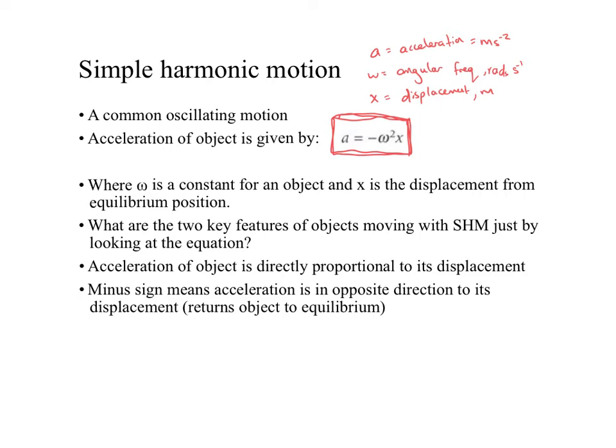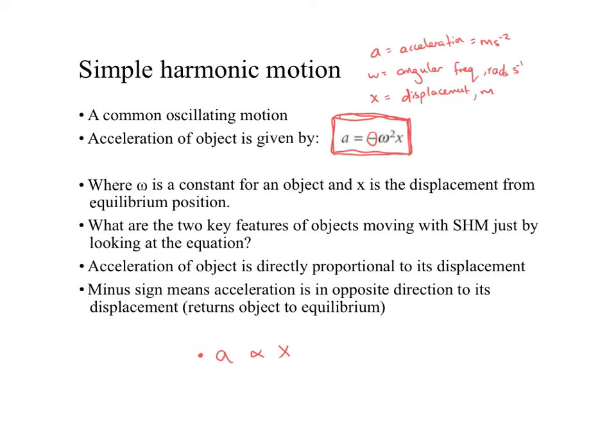So now for an object, omega will be constant and x will be the displacement from the equilibrium position. There are two key features in this equation. One of them is the fact that since omega is a constant, acceleration is directly proportional to the displacement. So that's one of the parts of the definition. So in simple harmonic motion, the acceleration of an object is directly proportional to the displacement from the midpoint. And the second point is that it has this minus sign, which means that the acceleration is always in the opposite direction to the displacement, because it's always directed towards the midpoint.